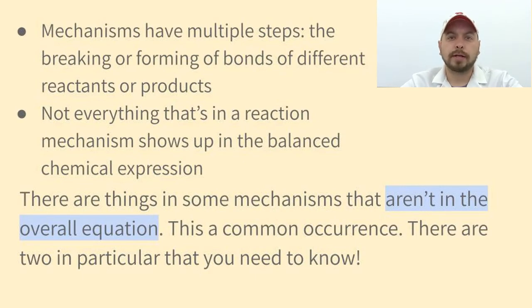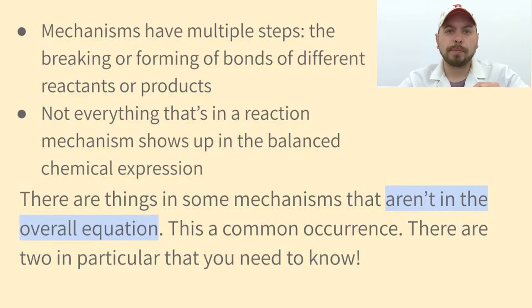First thing we're going to look at is the fact that mechanisms are comprised of multiple steps. Now, each step, each elementary step, represents breaking and formation of bonds of different reactants or products. But not every single thing that shows up in a mechanism might show up in your balanced chemical expression. So if I look at a chemical equation, but then I look at the mechanism, if there are things in the mechanism that don't exist in the actual balanced equation, that's not necessarily a problem. In fact, it's fairly common.